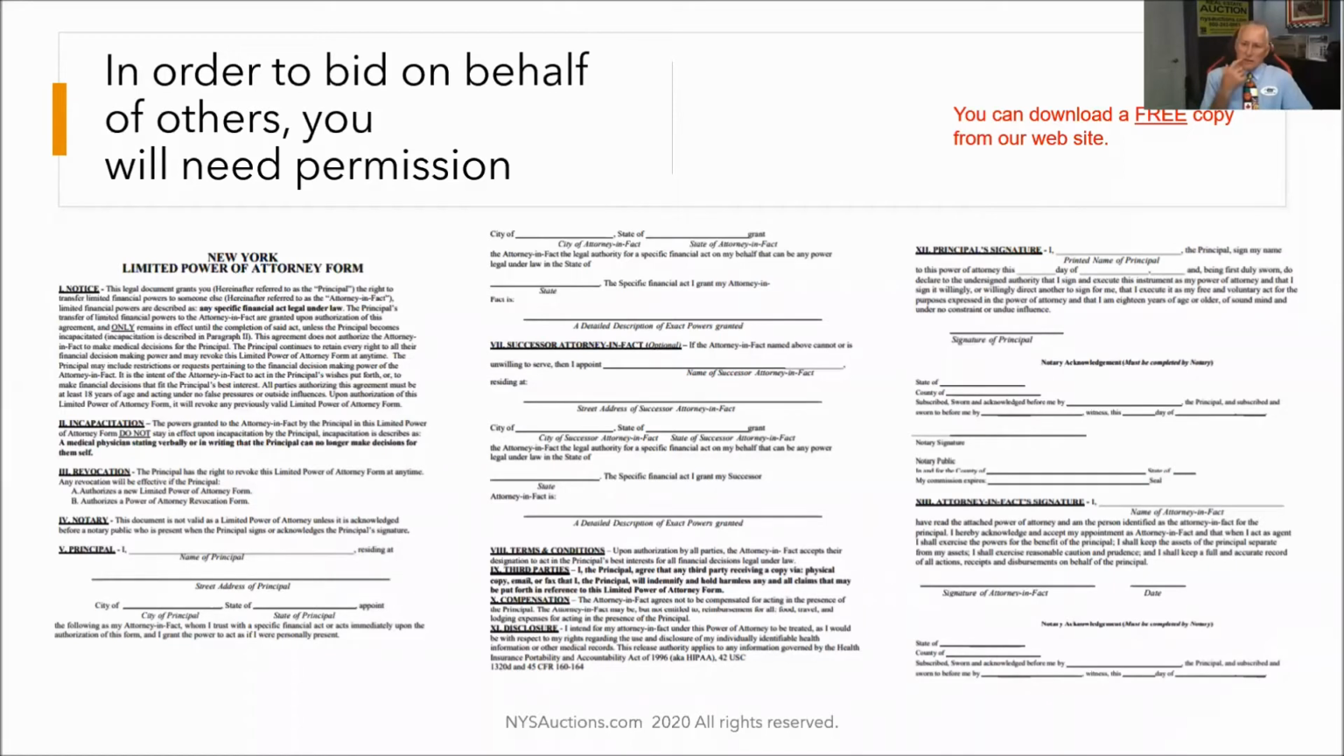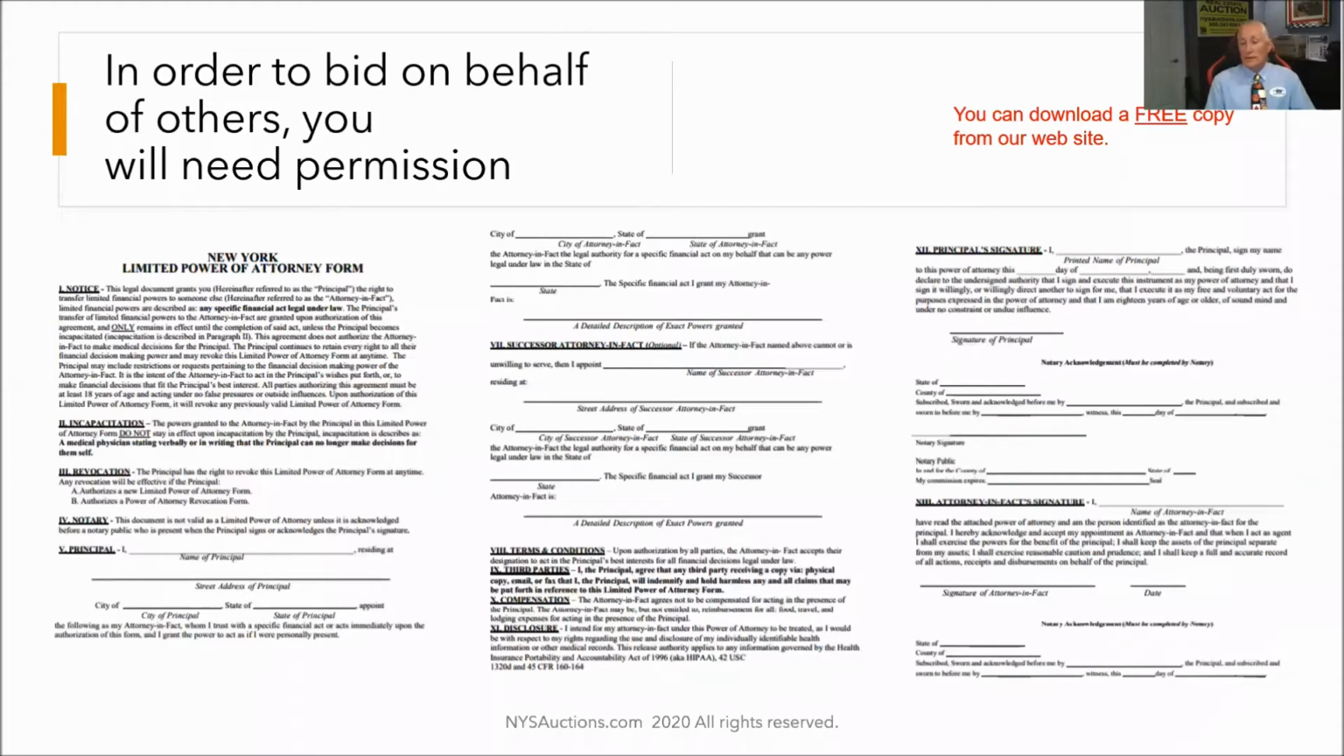This one is a little more complicated. This is the power of attorney. You don't necessarily need this for an LLC, but if you're going to bid on behalf of another person, you'll have to have a limited power of attorney. Now, you can get this form a couple of different places. You can go to Office Depot or Office Max and buy a form, fill it in, and do all that's necessary there. It does need to be notarized where the signatures are.